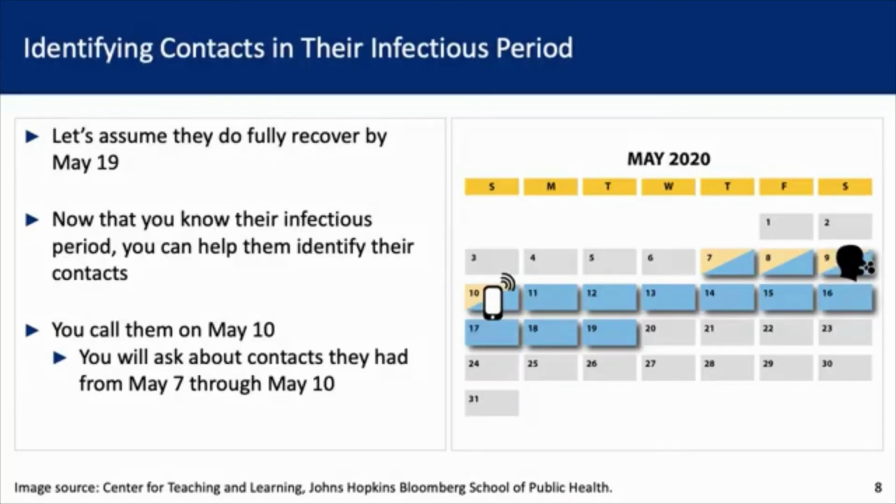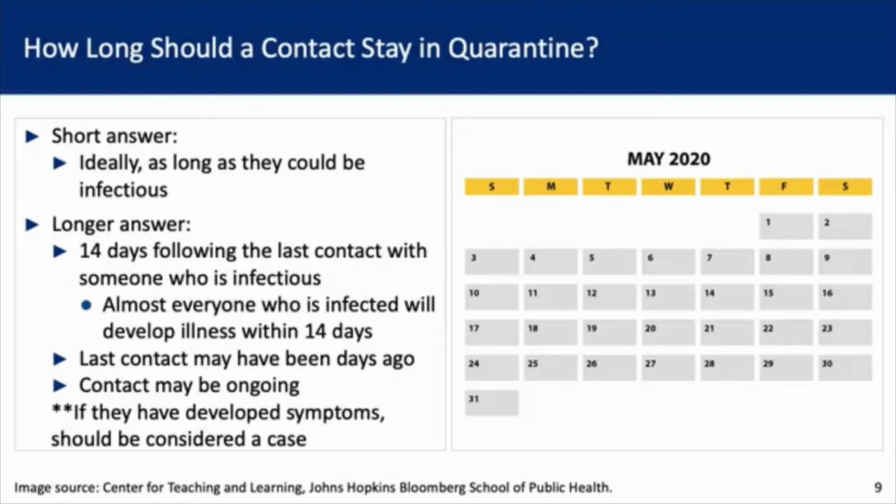So on this slide, the days of their infectious period are shown in blue, and we assume that we called the case on May 10th. And you're going to ask them about the contacts they had since May 7th. Those are shown here also in yellow. We assume that after you call them, so from May 10th through May 19th, they're isolating themselves, so they're not going to have any additional contacts. So in your discussion with them on May 10th, you'll need to list out everyone they had contact with since May 7th. Now that you've identified the contacts, you'll need to help them calculate how long they should quarantine.